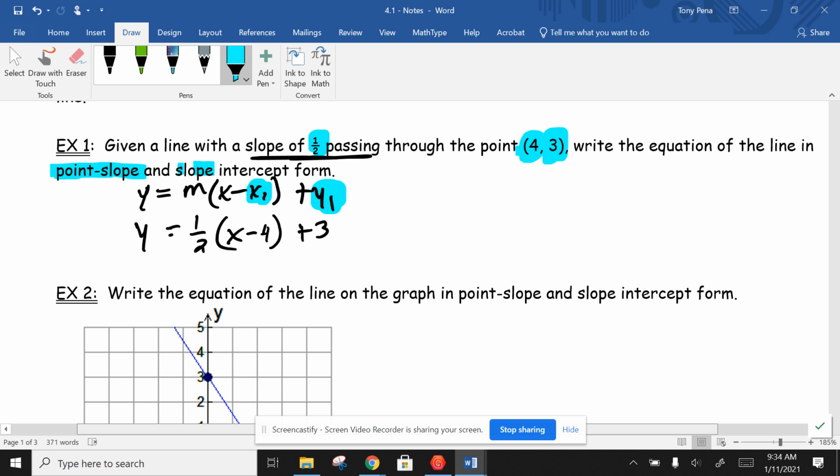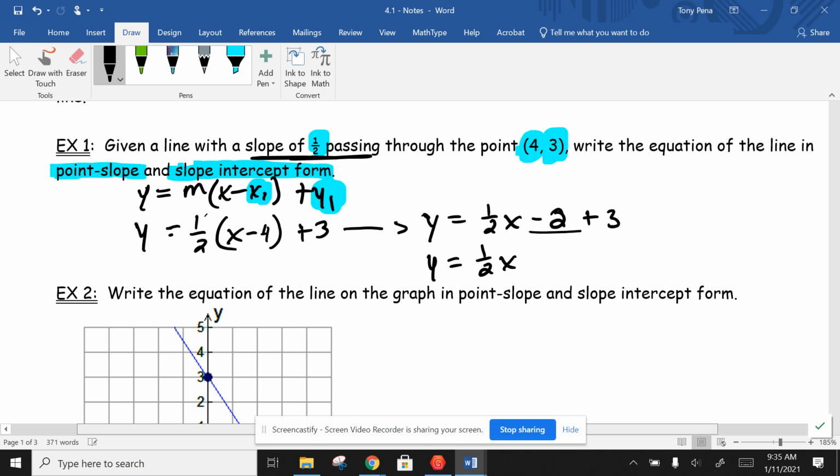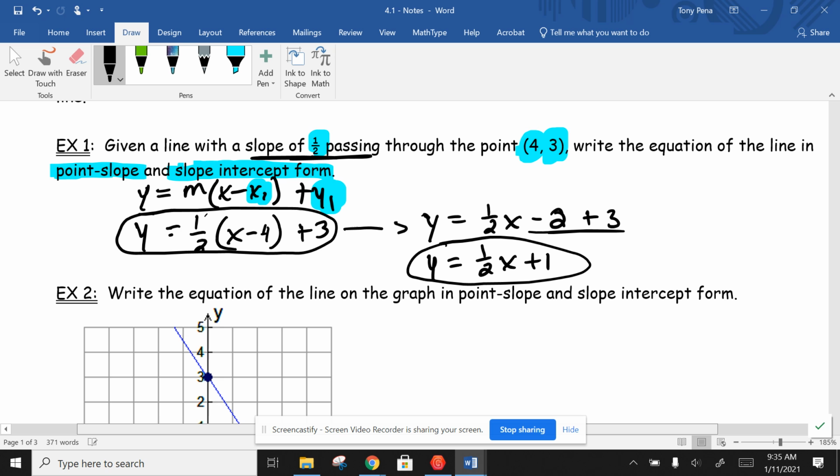Now, I am asking you to also put it into slope intercept form. So if you recall, all we did with that is we then took this and simplified it a little bit. So you took your 1/2 and distribute. So 1/2 times x would be 1/2 x. The 1/2 times your 4 would be a 2. And then we still add the 3 at the end. So in slope intercept form, you would have 1/2 x, the -2 and a +3 make a +1. So here's our slope intercept form. This would be our point slope form. Okay, so those would be our two different answers.